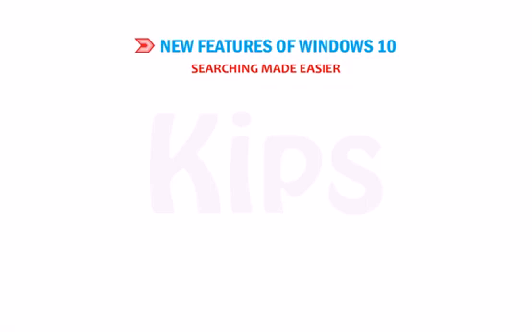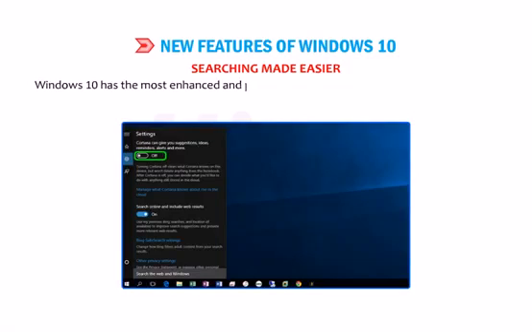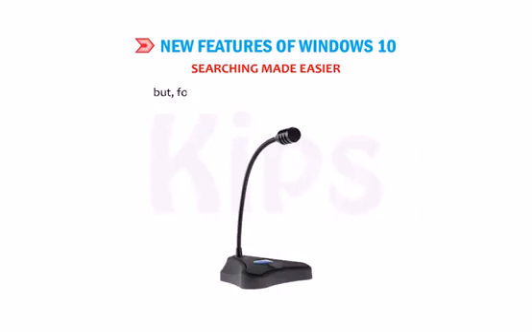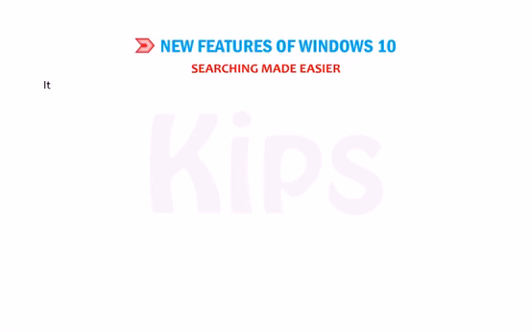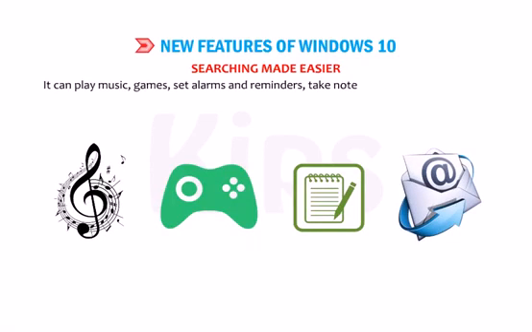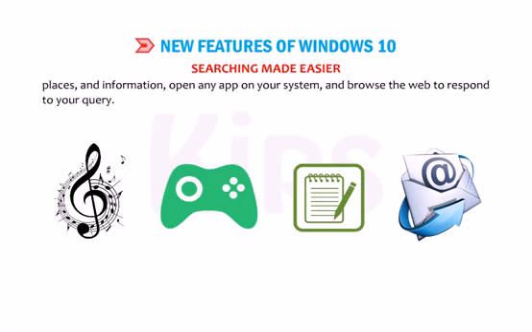Searching made easier. Windows 10 has the most enhanced and powerful search tool, Cortana, which answers all the questions that you ask, either in text or verbally. But for that, you need a microphone to talk. Here are certain things that Cortana can do for you. It can play music, games, set alarms and reminders, take notes, send emails, create and manage lists, and find files, places and information. It can open any app on your system and browse the web to respond to your query.